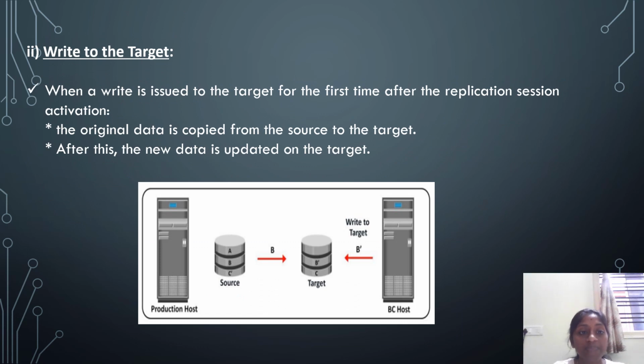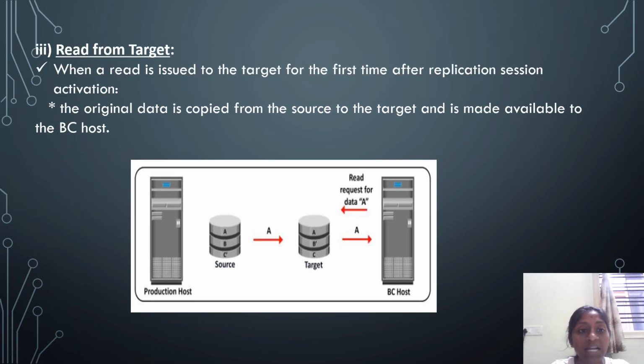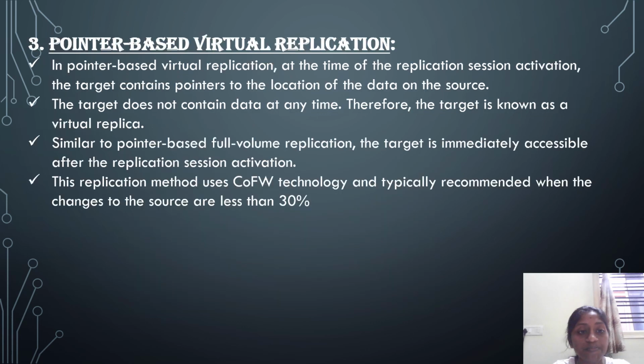Write to the target. When a write is issued to the target for the first time after the replication session activation, the original data is copied from the source to the target. After this, the new data is updated on the target. The third one is read from target. When a read is issued to the target for the first time after replication session activation, the original data is copied from the source to the target and then it is made available to the BC host.